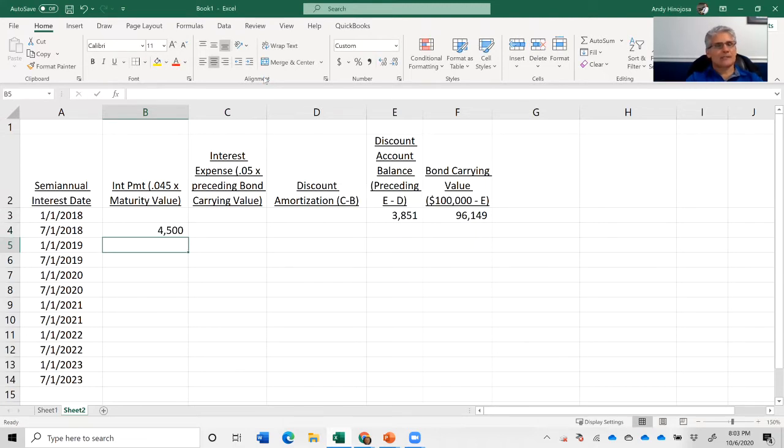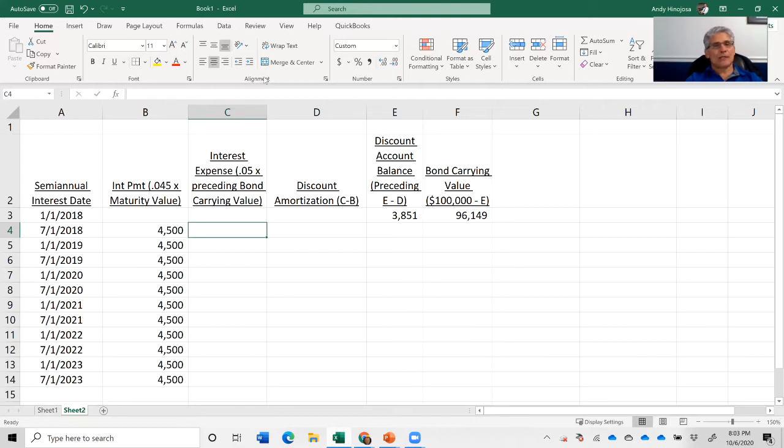Every payment is going to be $4,500: 0.045 multiplied by $100,000. So the payment is going to be the same every time. I might as well just carry that all the way down. The payments are locked in stone. They don't change. We are good to go.